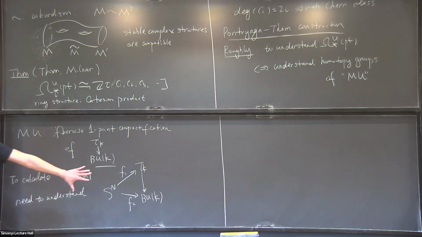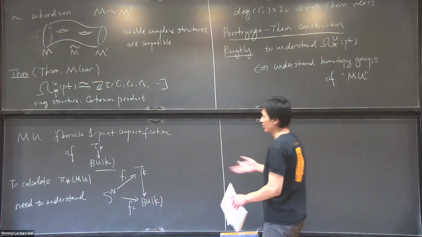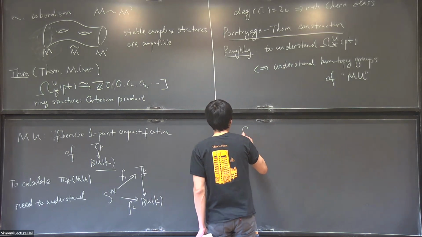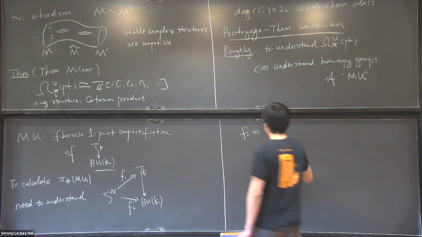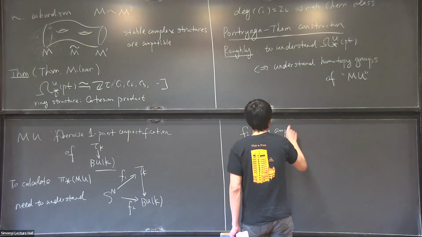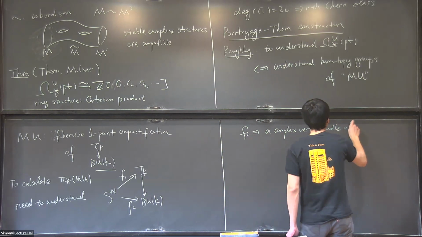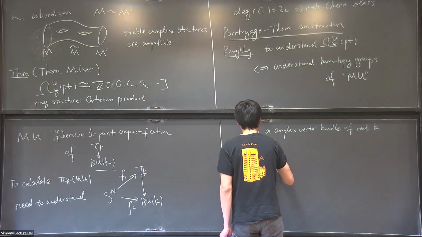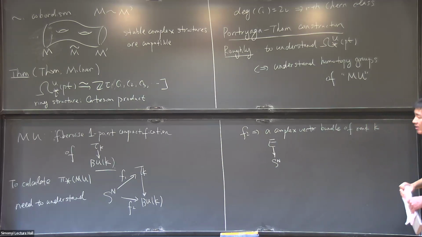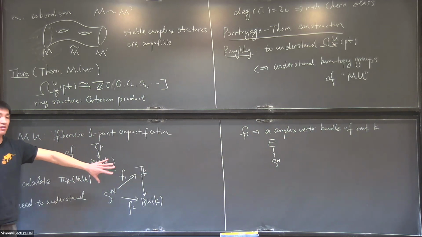You could ask, what kind of data is this? The point is the following. In this diagram, F2 specifies a complex vector bundle of rank K, call it E, over the sphere, because by definition, BU(K) is the classifying space of such objects. On the other hand, we have a lift of F2, which is F1. It means that we have a section of this vector bundle.